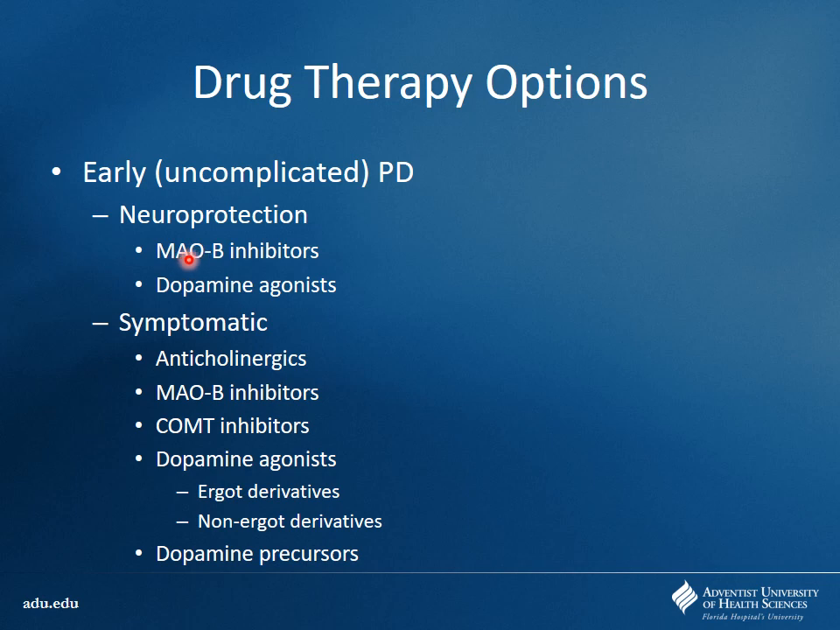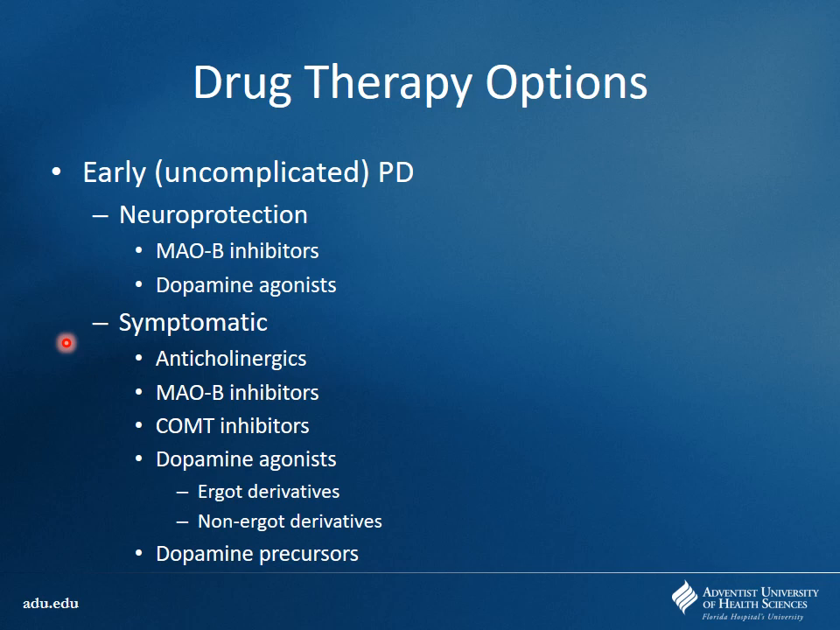So we'll have monoamine oxidase B inhibitors, and we'll also have dopamine agonists. This will actually take the place of the normal dopamine that your brain would be releasing into those synapses anyway, right? So it's kind of a replacement. If we can supplement that, then hopefully the brain's not having to make as much of its own. Hopefully we'll save those neurons a little bit longer.